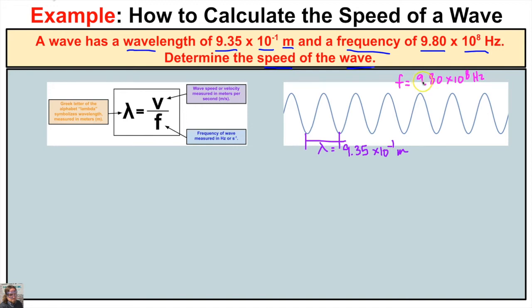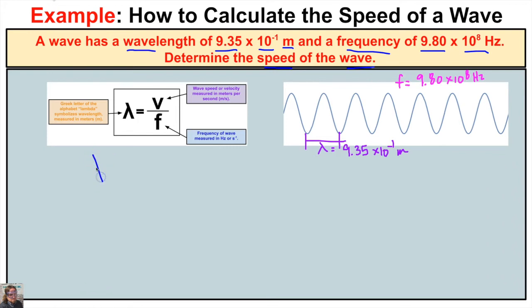And so what we have to do here is use our wavelength formula to determine how fast this wave is traveling. If we take a look right here, we have our wavelength formula, lambda equals v over f, where lambda is the wavelength of our wave, v is the speed of our wave, and f is the frequency of our wave. And in this problem, what we're trying to figure out is v. We want to figure out the speed of this wave. So let's jump right in and take a look at how we're going to solve this problem.